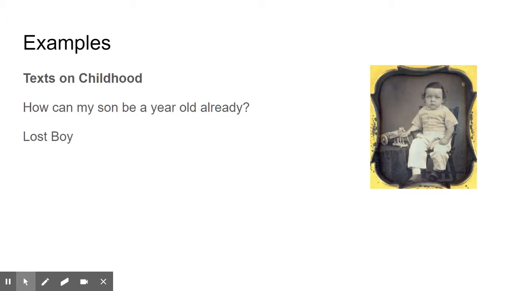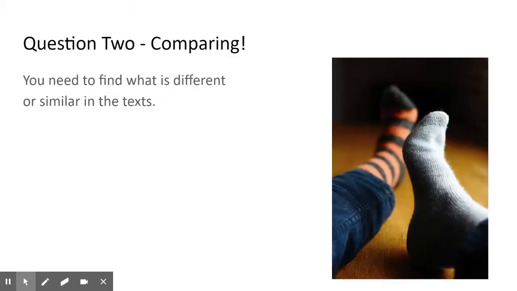So I'm going to be running through some examples of how to answer the questions. These examples will be based on how can my son be a year old already and lost boy, which I think you did in week 14, those texts on childhood. So you've read those already.